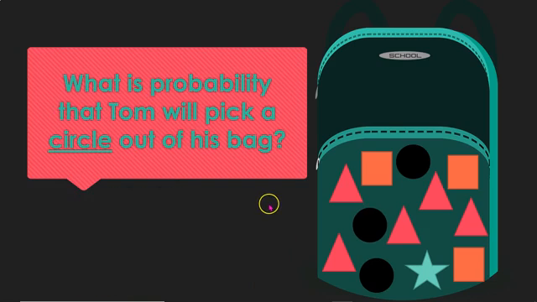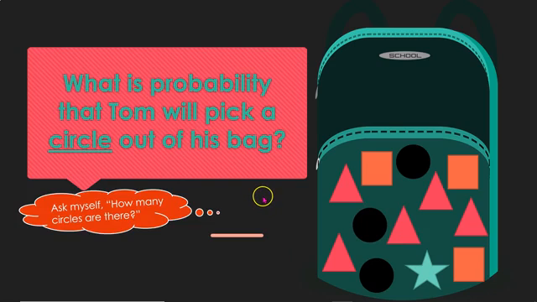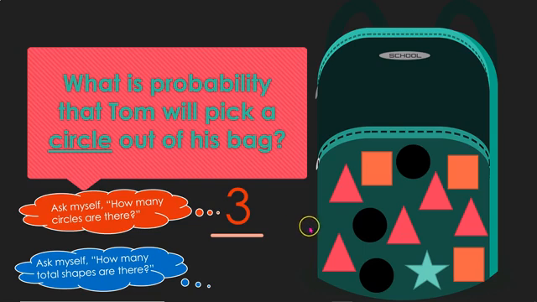Next, let's look at the probability that Tom will pick a circle out of his bag. I'm going to start by asking, how many circles are there? I can see 1, 2, 3 circles, which means there are 3 chances that Tom will pick a circle. I'm going to ask myself, how many total shapes are there? 1, 2, 3, 4, 5, 6, 7, 8, 9, 10, 11, 12 shapes, which means that there are 12 total outcomes. The probability of picking a circle is 3 out of 12, or 3/12.